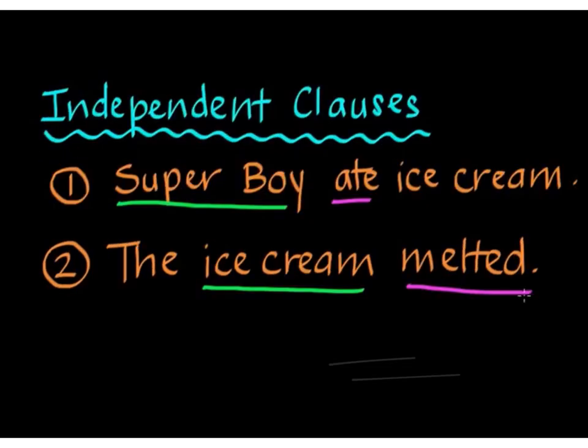Okay, my next sentence I have here is the ice cream melted. This is an independent clause. My subject in this sentence, I'm going to mark my subject, is ice cream. Okay. And my verb in this sentence is melted. So I have my subject and my verb again. And this sentence makes sense by itself. The ice cream melted makes sense by itself, so that makes it an independent clause. It has its subject, it has the verb, and it also makes sense by itself. That's why it's an independent clause.